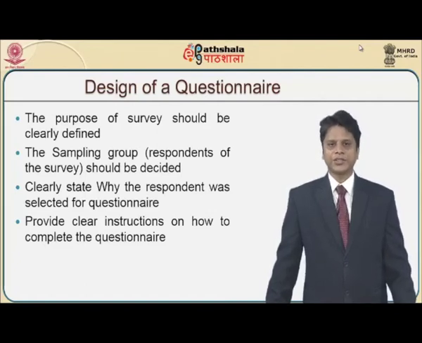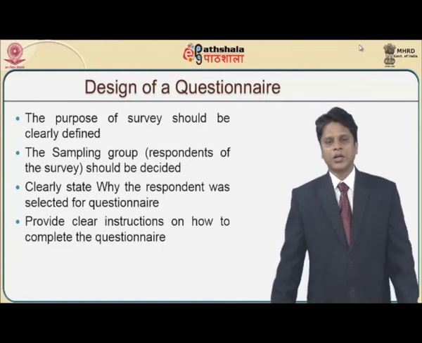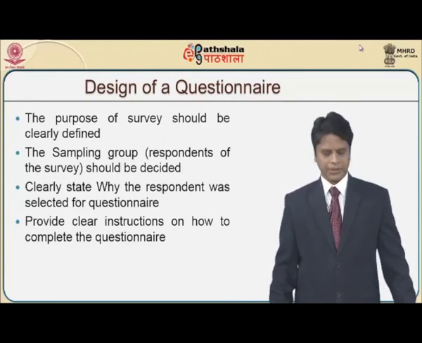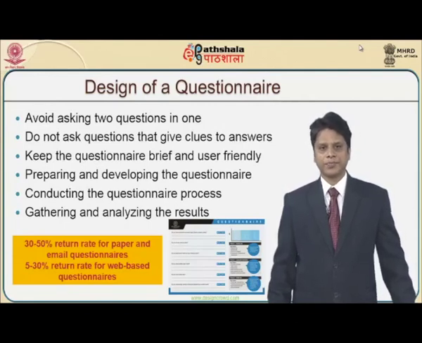Provide clear instructions on how to complete the questionnaire. So there should be clear instructions, whether to tick the correct answers or to negate the wrong answers, all to be clearly represented when we are designing the questionnaire. Avoid questions asking one or more things. Do not ask questions that give clues to answers. Keep the questionnaire very brief and make it user friendly.